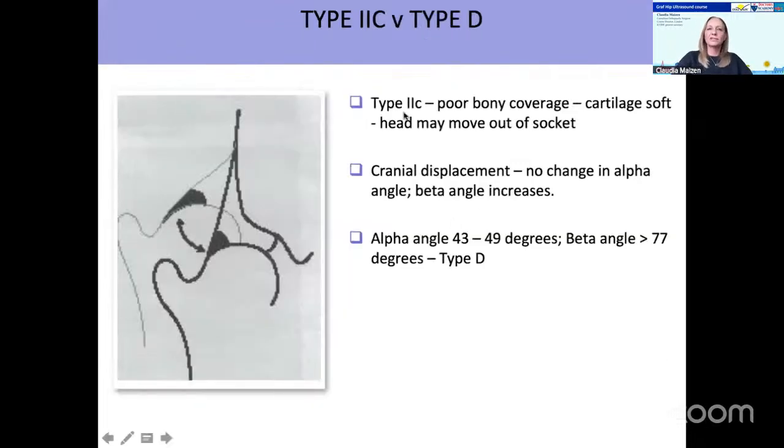One quick differentiation between the type 2C and type D hip. A hip that has an alpha angle between 43 and 49 and is a centered hip, versus the same alpha angle in a decentered hip. The difference here is a deficient bony roof that can have cartilage coverage with the hip being centered, or the cartilage can be displaced because it is soft and the labrum moves above the turning point, and it is then a decentered hip. So this is the difference between a type 2C and type 2D hip.